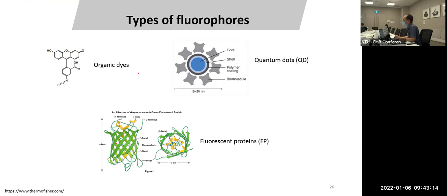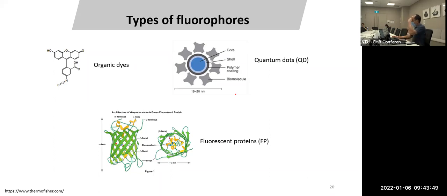Before we go to the organic dyes, I just want to say that the types of fluorophores that we have are usually divided into three types: the organic dyes, the quantum dots, which are usually inorganic matter that they coat, but they are pretty big in size, and then of course, most of you, if you are doing live cell imaging, might be familiar with the fluorescent proteins, which I will cover in the second part of my talk.